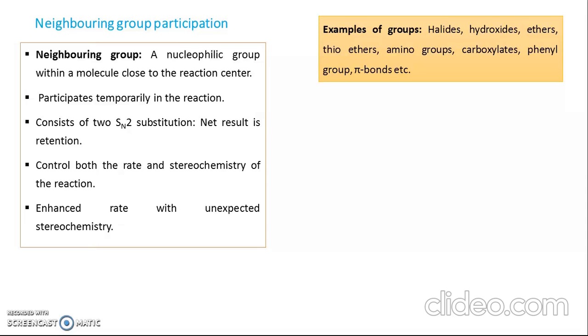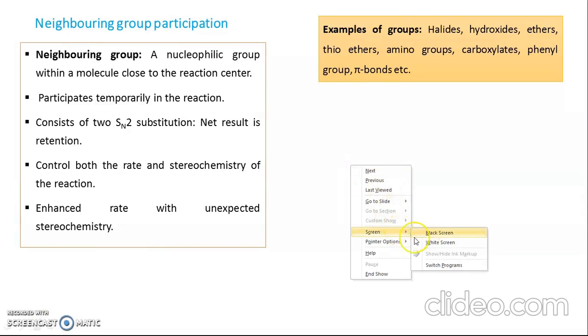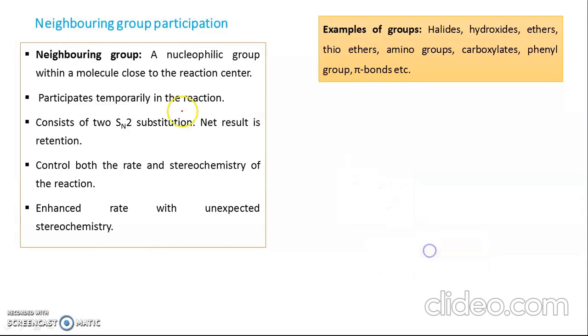So let's start. Neighbor, who lives just beside you. In a similar way, when we are talking about neighboring group, this group will be close to the reaction center. Now it participates temporarily in the reaction. A neighboring group is not attached to the reaction center permanently. It is temporary. It consists of two SN2 substitution reactions. So first step, that is one SN2, and the second step, that is another SN2.